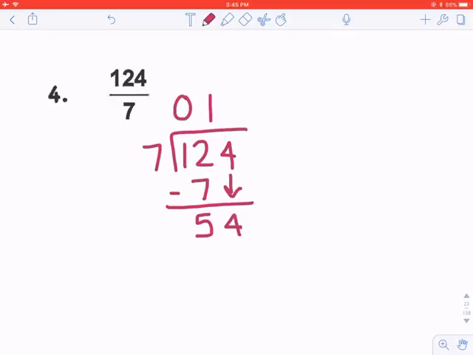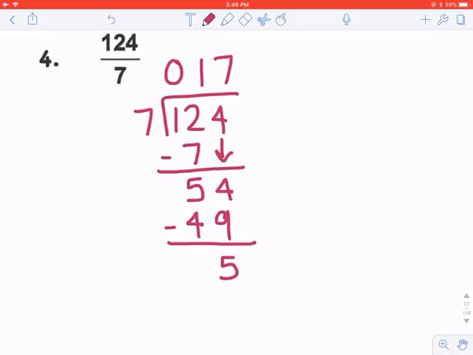7 goes into 54. Let's see, so 56 would be 8, so 7 times. 7 times 7 is 49. Keep everything nice and lined up. 54 minus 49 is 5. I'm going to have to add my 3 zeros here and set up my answer. Now I can ignore the decimal points.